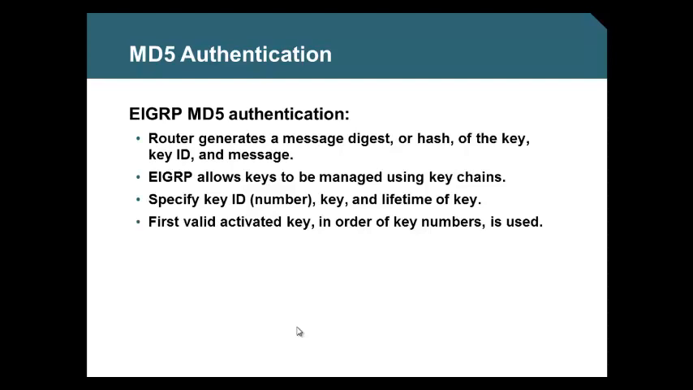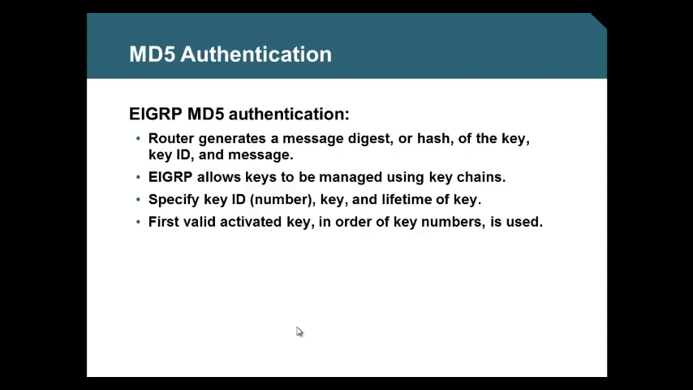EIGRP allows keys to be managed using a keychain. So, not one password, you may have multiple passwords. That's why you need a keychain. Even if you have one key, we need a keychain only. Otherwise, we lose the key. So in EIGRP, whether you have multiple keys or a single key, you must go through the keychain process. You need to create a keychain.